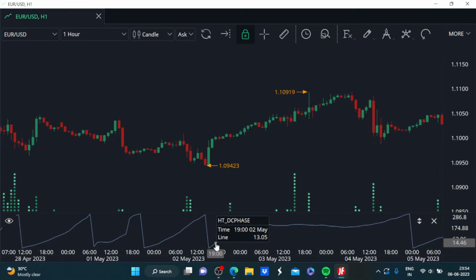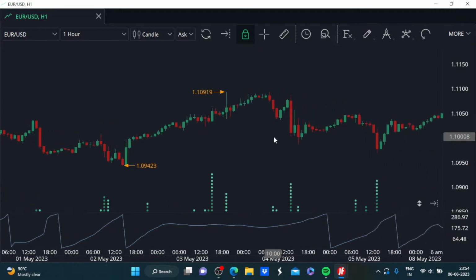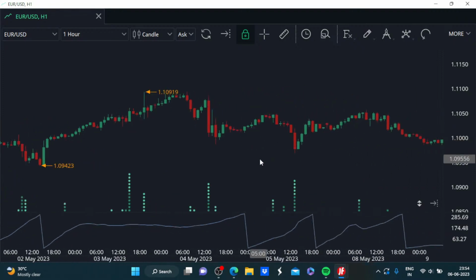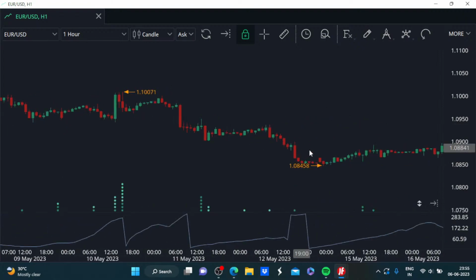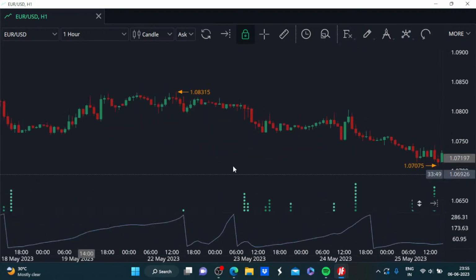So that would have been a good time to get involved, and after we have seen this DC phase output again climbing up and stabilizing on the higher side, that would have been the time to go for profit booking, optimize our trades, make an exit with a decent amount of money, and wait for the phase to change again before we initiate a trade. So that would have been a good strategy of working with this indicator.